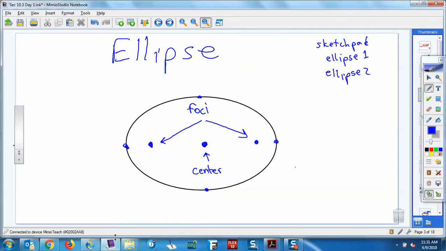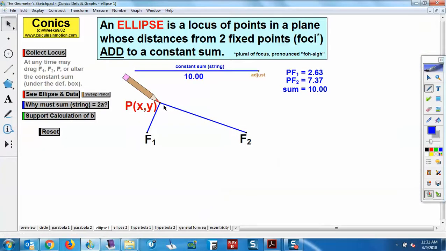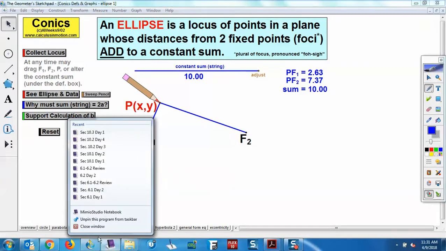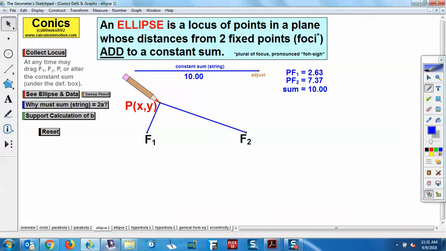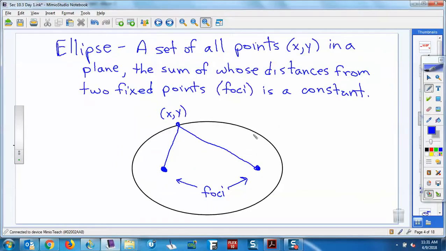Now, if we look at an example of how we draw an ellipse, this is actually the definition. Let's write that down. An ellipse is a set of all points, or a locus, remember that word we've used, a locus. A set of all points in a plane, the sum of whose distances from two fixed points, which are our foci, is a constant.